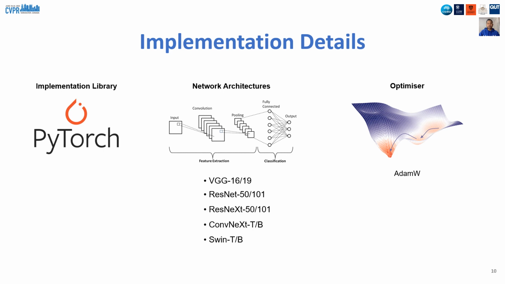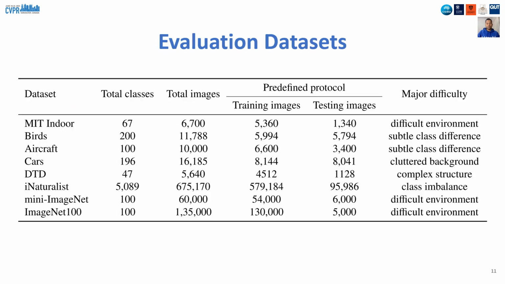We experiment with a large pool of network architectures, including the latest ConvNeXt and Swin transformers. For all of our experiments, we used AdamW optimizer. We have used 8 datasets for evaluation of our proposed iSICE method. The datasets are MIT Indoor, CUB200, FGVC Aircraft, Stanford Cars, DTD, iNaturalist, Mini ImageNet, and ImageNet 100.